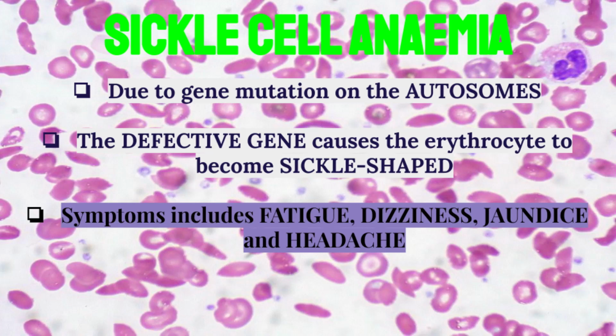Sickle cell anemia. It happens due to gene mutation on the autosomes. The defective gene causes the erythrocyte to become sickle-shaped. The symptoms include fatigue, dizziness, jaundice and headache.